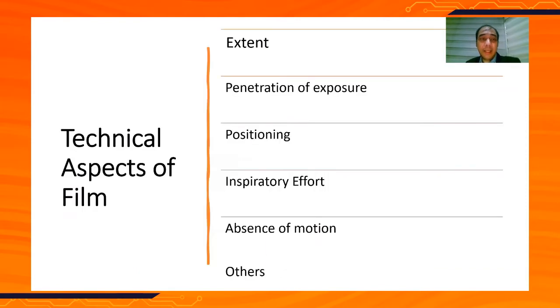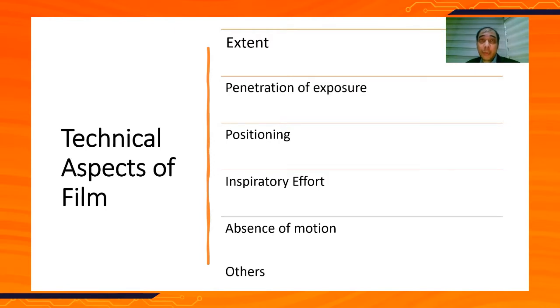Now, let me discuss the technical aspects of film. For extent, the entire lung fields from the apices to the costophrenic angles should be clearly demonstrated. For penetration of exposure, the first 4 vertebral bodies and ribs are visible. The rest of the vertebrae should be visible through the heart shadow. For positioning, the spinous process is centered between the clavicular heads on the AP view.